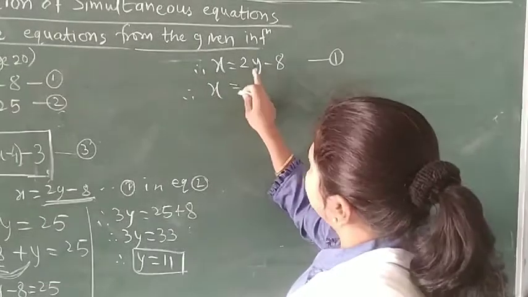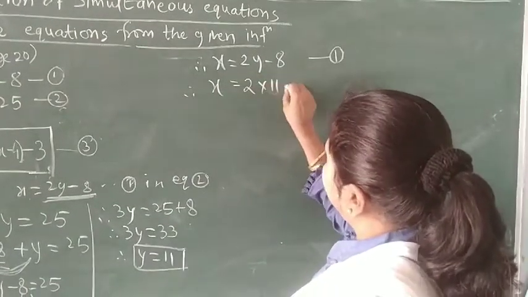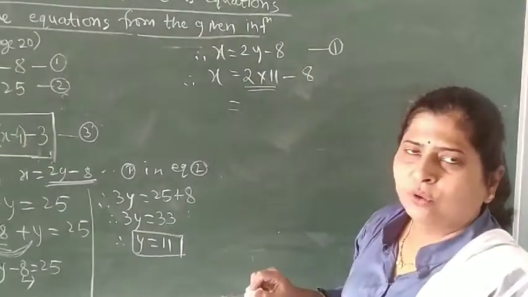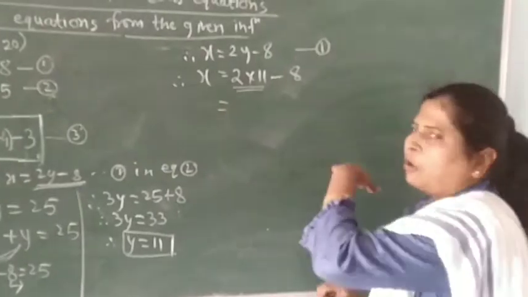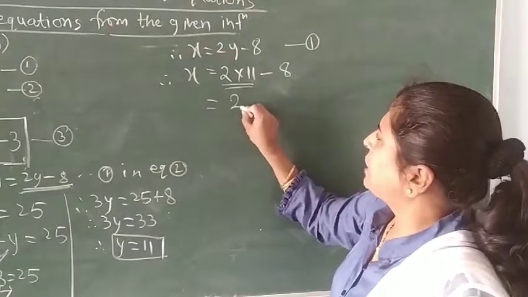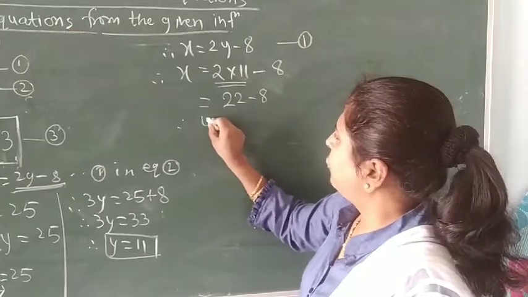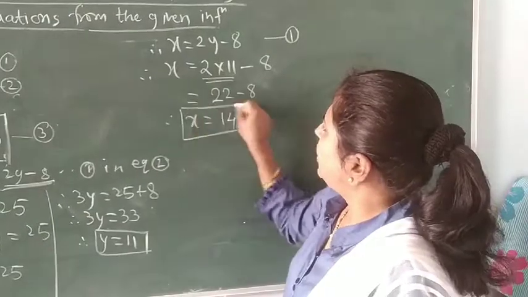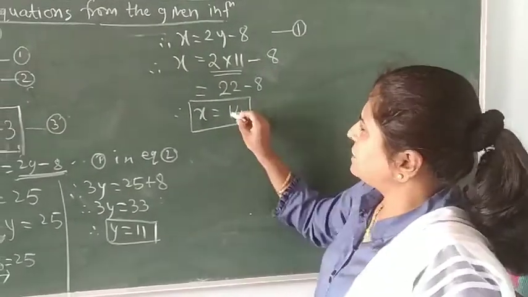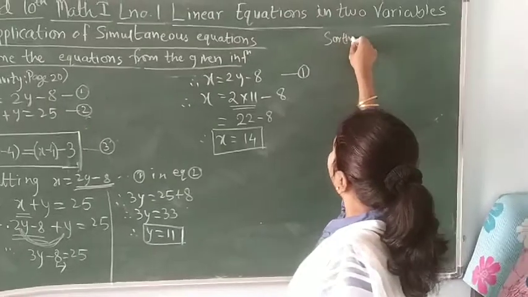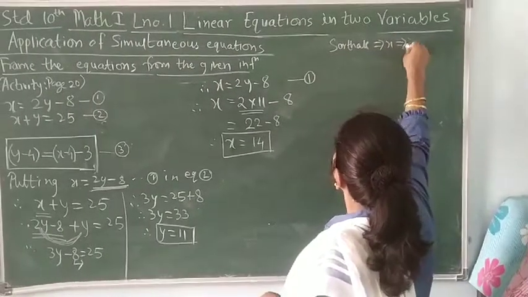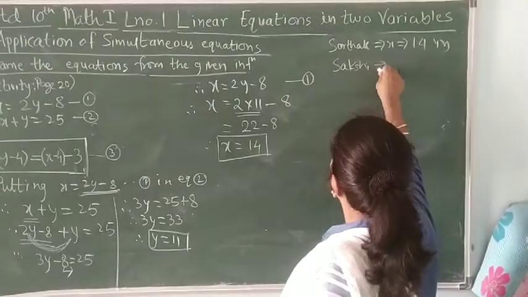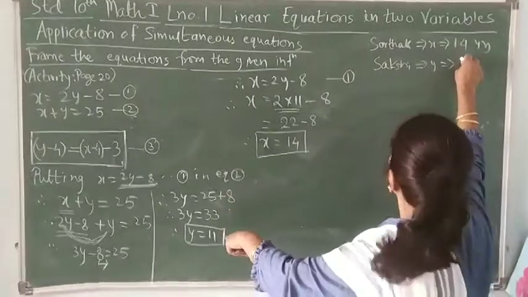Therefore x is equal to, substituting the value of y, 2 into 11 minus 8. Do this multiplication first, by BODMAS rule: multiplication comes first, and then you go for addition and subtraction. 11 2s are 22 minus 8, and therefore x is equal to 22 minus 8, that is going to be 14. So if x is 14, it means Sarthak was x years, and there we got 14 years. And Sakshi is y years now, and her age is 11.